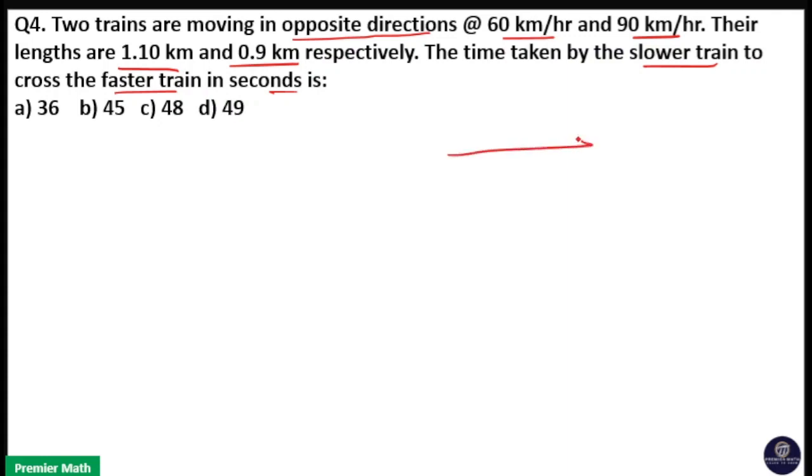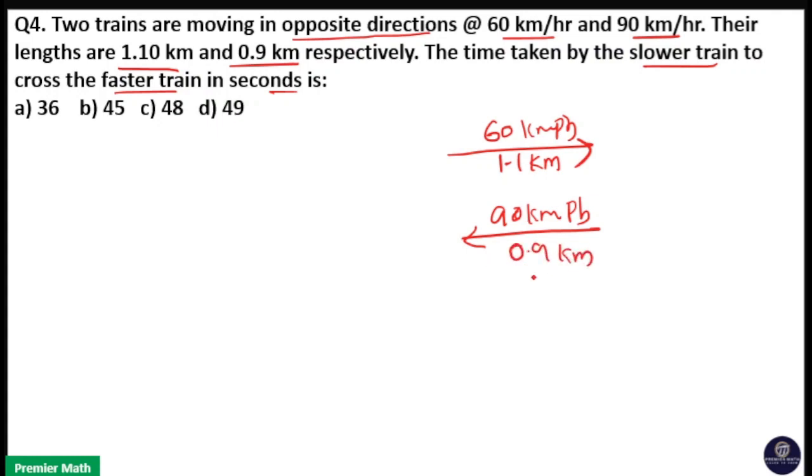Here two trains are running in opposite direction, and one with speed 60 km per hour and other speed is 90 km per hour. Here one length is 1.1 km and other length is 0.9 km. Here we need to find out the time taken in seconds for the slower train to pass this faster train. Here when the slower train pass this faster train, that means distance covered will be slower train length plus faster train length.